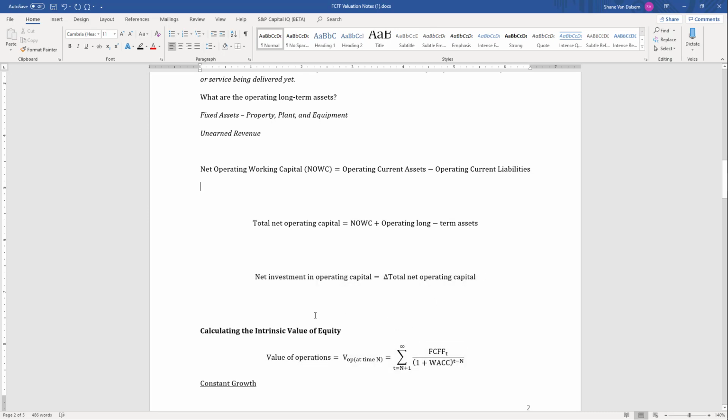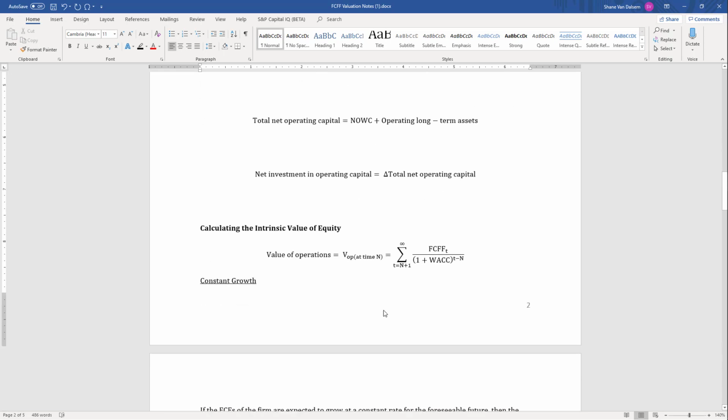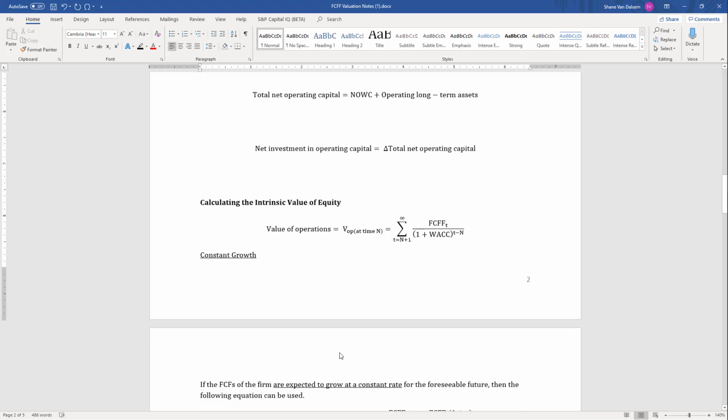So calculating the intrinsic value of equity, the value of operations, so that's going to be the free cash flows, the future free cash flows, discounted back to today at the weighted average cost of capital for the firm. So for the free cash flow to the firm valuation, the appropriate discount rate is the weighted average cost of capital, because these are the cash flows that are available not just to the stockholders, but also the bondholders and other lenders and other investors in the firm. So it's to all the investors, not just the stockholders.